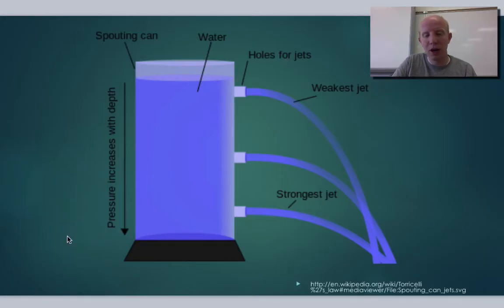So if we were to draw this, we can see that the top one has the weakest jet stream because it's the least amount of pressure. The middle one has a stronger one, and the bottom one has an even stronger one because of the different heights. Even in something that short, I mean, that thing's not even a meter tall, but we can still see the differences in pressure in that tower. Okay, let's do another problem.